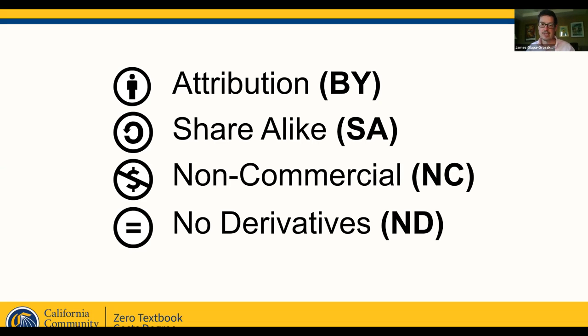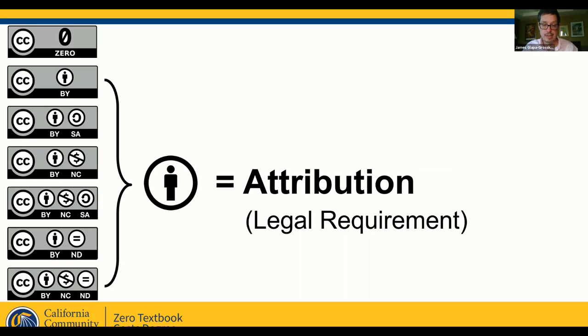And the final symbol, with the equals sign in the circle, indicates the condition of no derivatives. Generally, that means that if you would utilize my material and I licensed it ND, no derivatives, I think my material is so complete. It expresses my intent so ideally and completely that you can use it, but you can't remix it. You can't add things to it or take things out of it. It's a package. You have to use the package just as it is. So there are some limitations on non-commercial and non-derivative works. Let's talk a little bit more about what those will be in just a second.